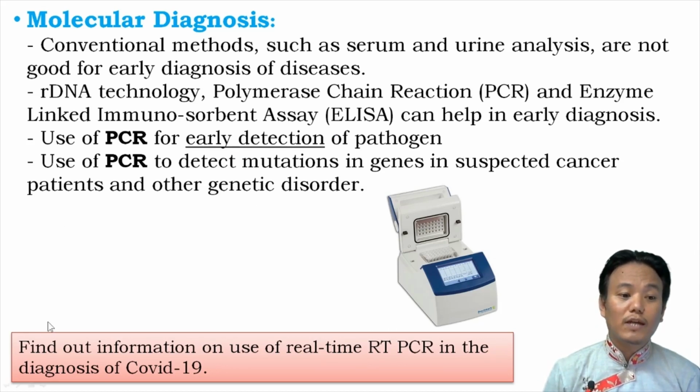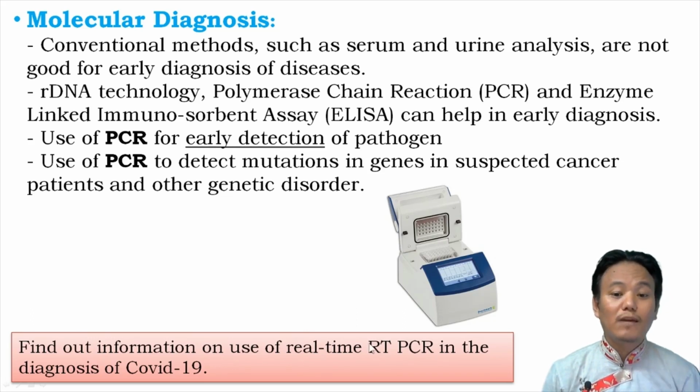And regarding that, you can try to find out more information on the use of real-time RT-PCR in the diagnosis of the current COVID-19 virus, coronavirus. You must have heard about two different processes: rapid antigen testing and real-time RT-PCR. So you can try to find out some more information regarding RT-PCR in the diagnosis of the presence of coronavirus in people. So that is one assignment.